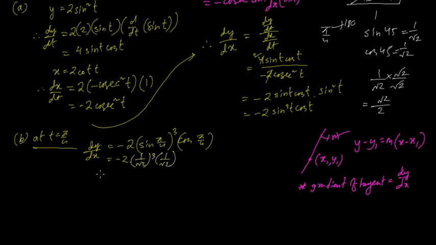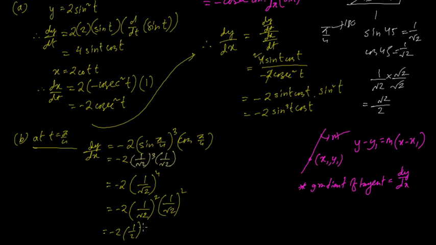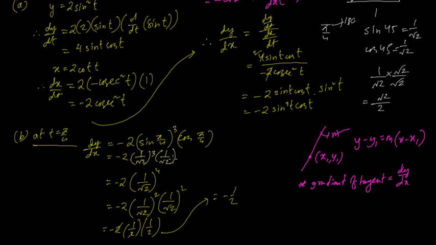By simplifying this, we get minus 2 into 1 by square root of 2 to the power 4. That means minus 2 into 1 by square root of 2 whole squared into 1 by square root of 2 whole squared. 1 by square root of 2 whole squared means 1 by 2, and again 1 by 2. This 2 and this 2 cancel, so we get minus half.